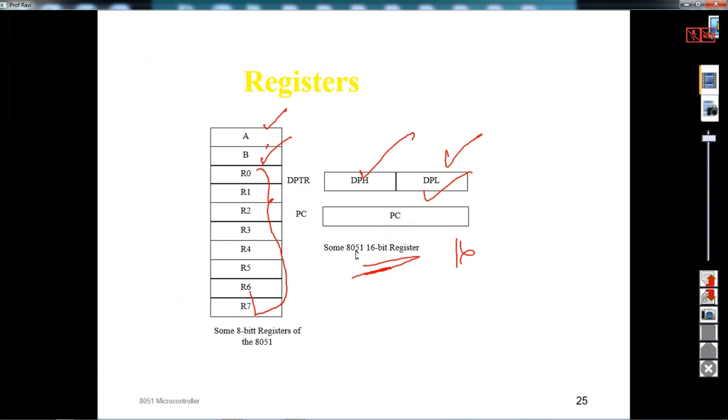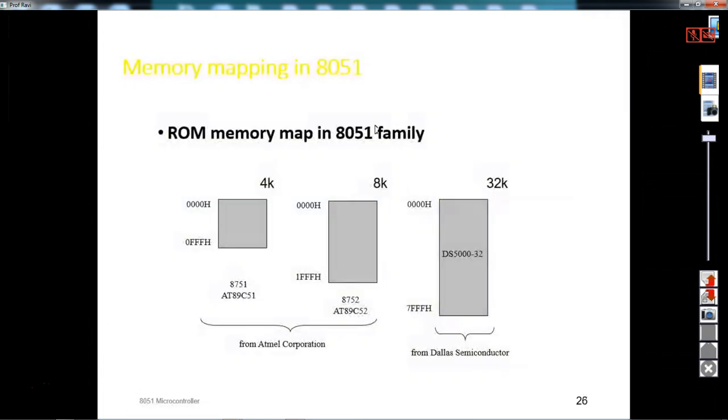Okay. Program counter and data pointer. So these are 8-bit registers, which means they can store 8 bits at a time. Right? And now coming to the ROM, the memory mapping of 8051, as we said, this is the Atmel family. So we are discussing 8051.